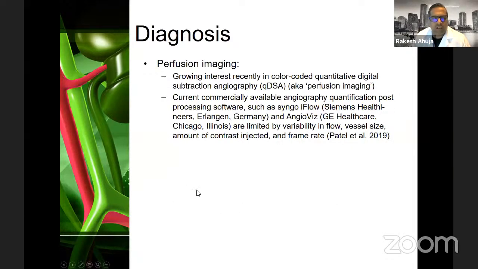This is something new I learned from this article, perfusion imaging, for which there is significant growing interest in the color-coded quantitative digital subtraction angiography, which is also called perfusion imaging. Currently, there is commercially available angiography quantification post-processing software such as Syngo iFlow and AngioViz, but they are limited by variability in flow, vessel size, amount of contrast injection and frame rate. I would love to know more about them eventually.